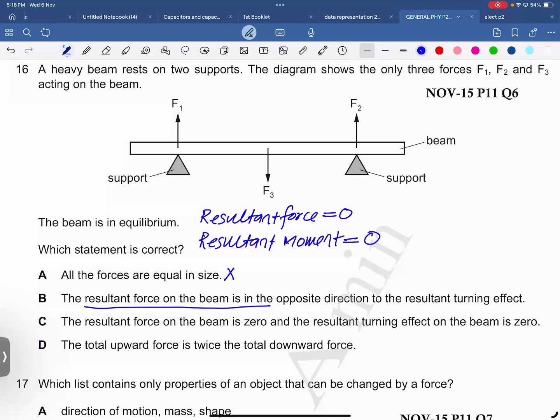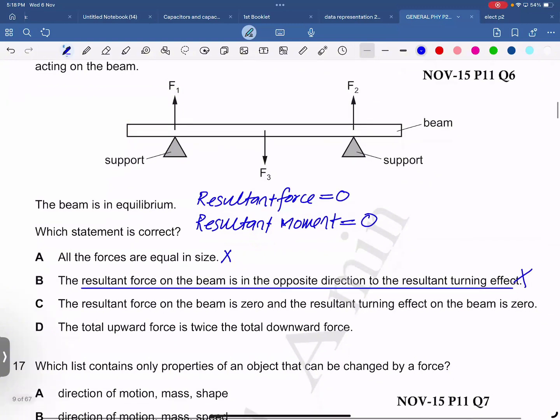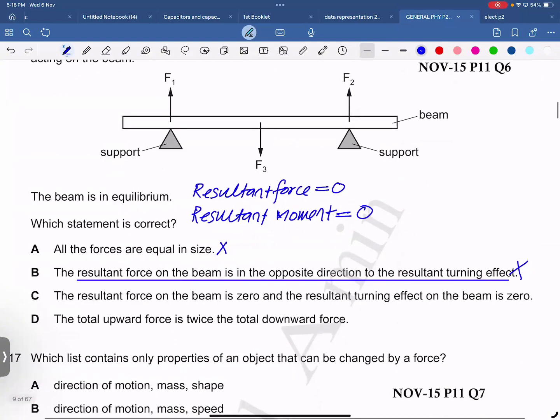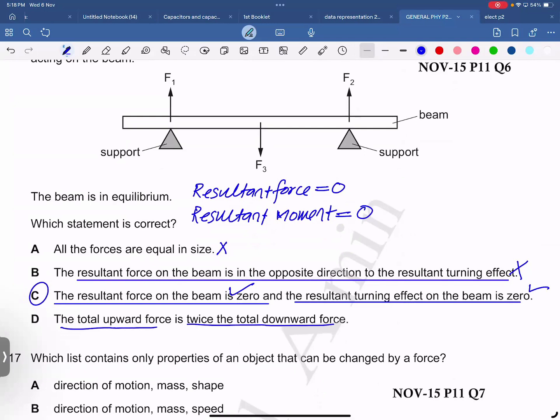Resultant force in opposite direction to the resultant turning effect? No. I told you, resultant force 0, resultant moment 0. Resultant force 0, option C, yes. Resultant moment 0, yes. Total upward is twice the downward? No. That's it. Equilibrium has these two conditions. Resultant force should be 0. Resultant moment should be 0. The option C.